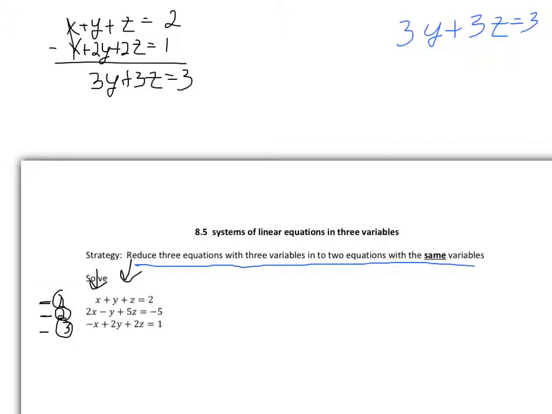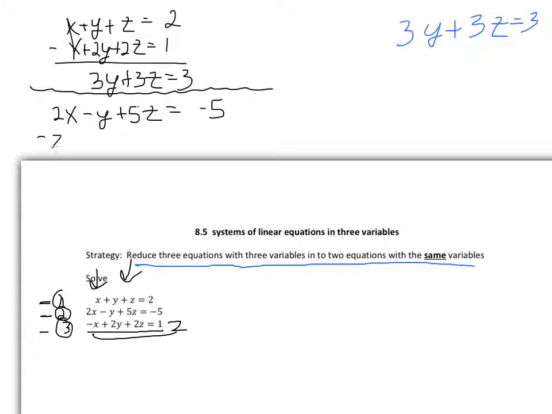In order to do that, I'm going to have to multiply this third row by 2. So I'm going to recopy the second row down. We have 2x minus y plus 5z equals negative 5. I'm multiplying this whole thing by 2 to get rid of the 2x. So when I distribute this in, this is going to give us negative 2x, plus 4y, plus 4z, equals 2.